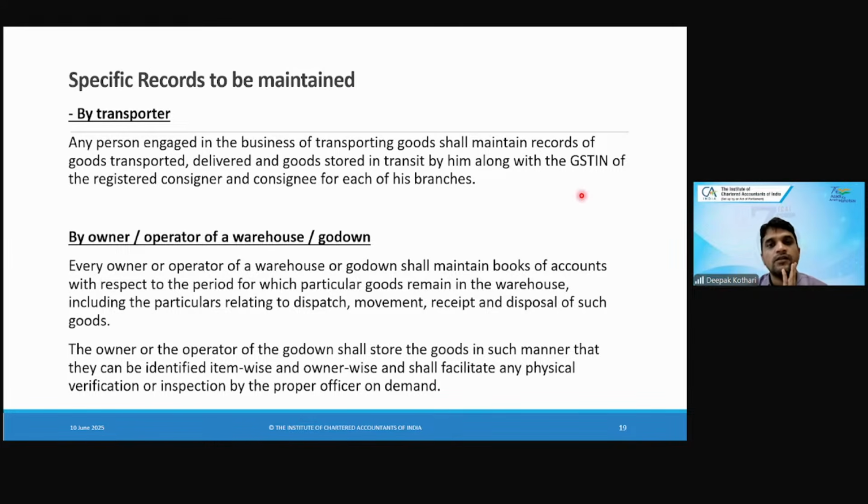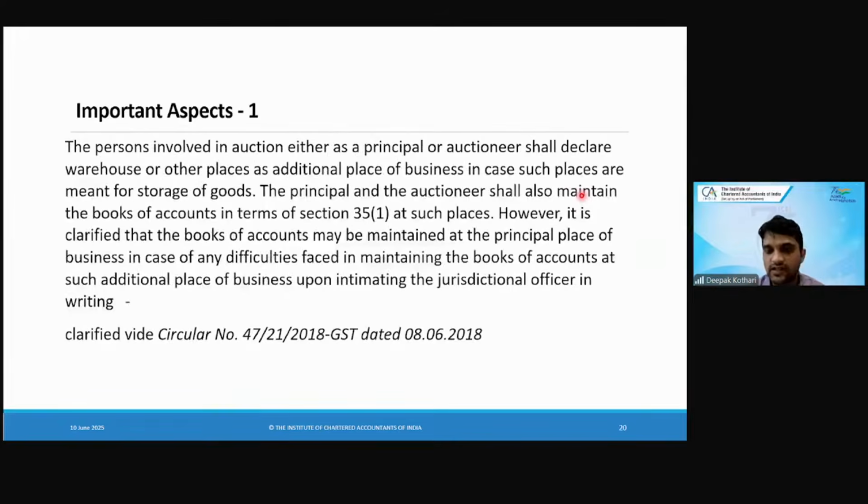Well, what are the various records we understood? Now, the important aspects which have to be considered are various questions which got raised. We will see how they are answered through circulars. First is circular 47, which says the person who is involved in auction, either as a principal or auctioneer, shall declare the warehouse or other places as additional place of business in case such places are meant for storage of goods.